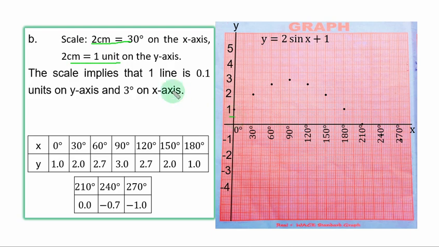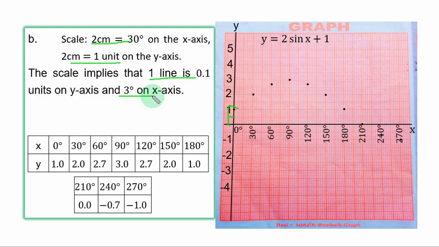This scale implies that one line is 0.1 unit on the y-axis. You have 10 lines from here to this place. If you divide number of units 1 by number of lines 10, you have 0.1, and one line is equal to 3 degrees on the x-axis.